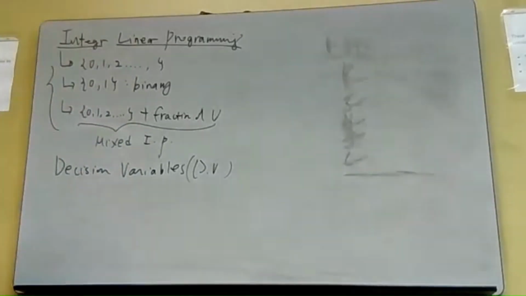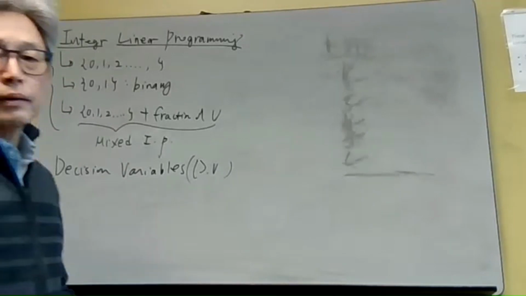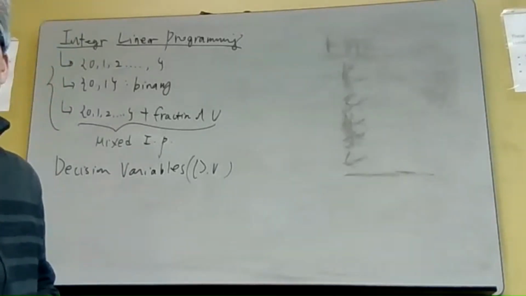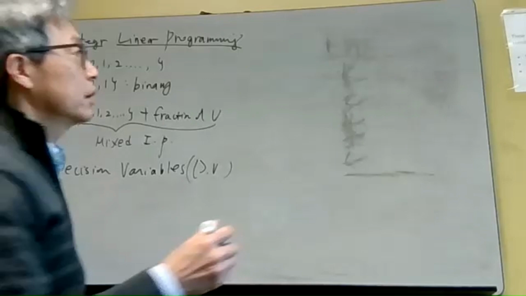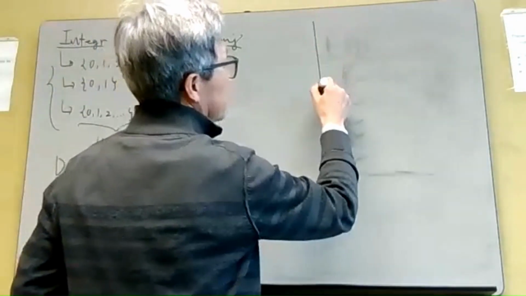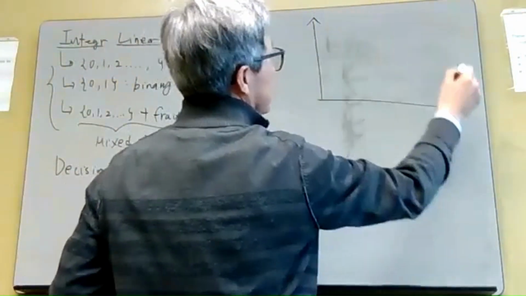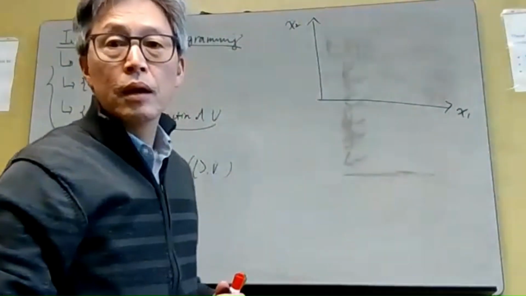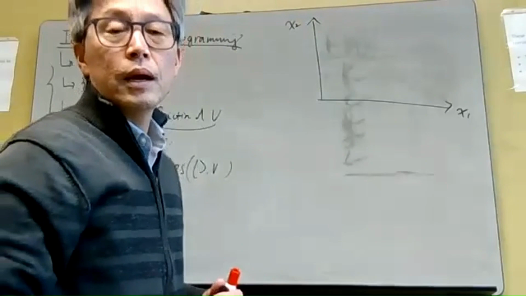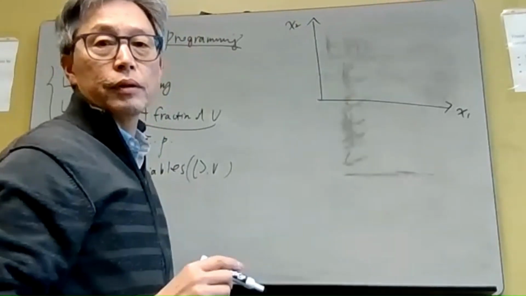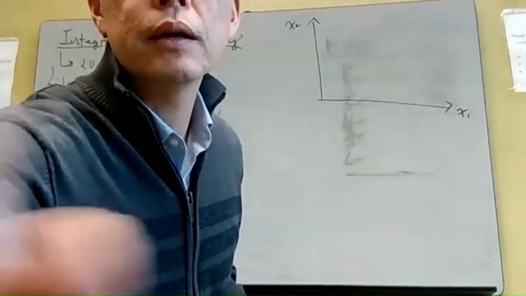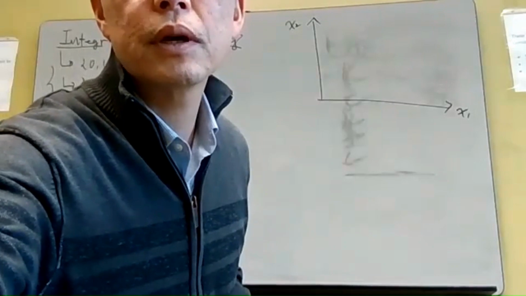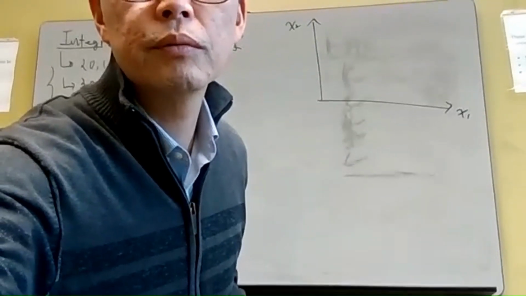Yes, this is the example we had in the past. I'm going to draw the graph over here. Okay, x1 and x2. And we have 3 different resources.